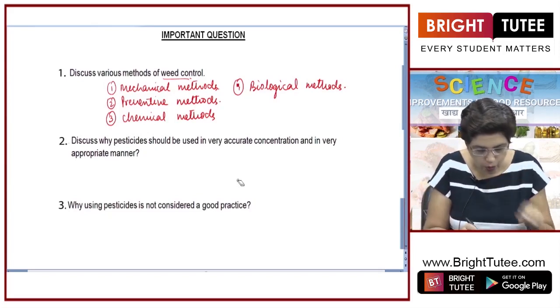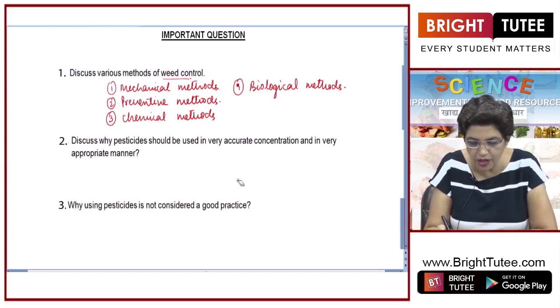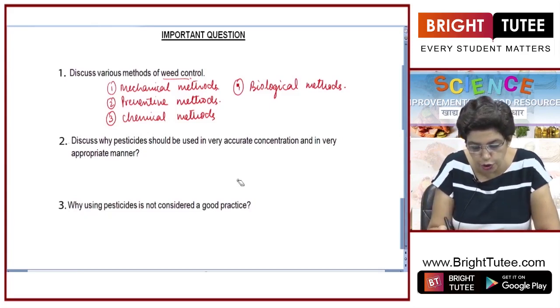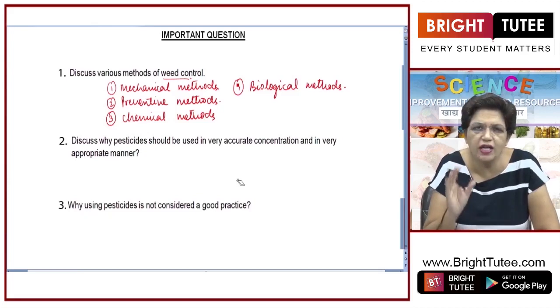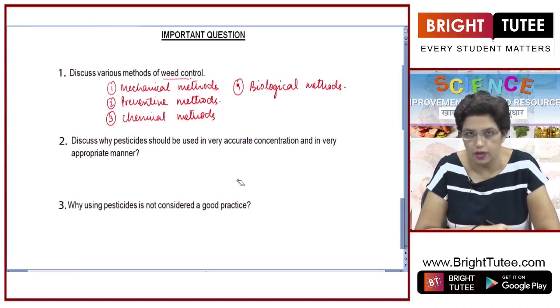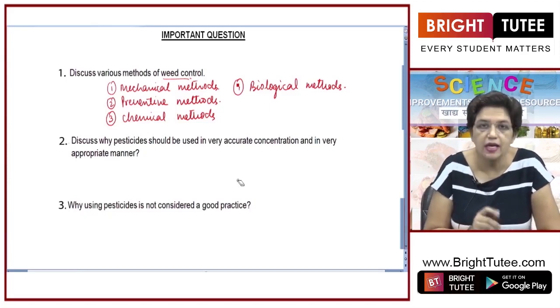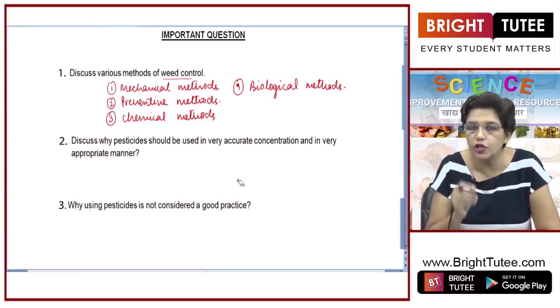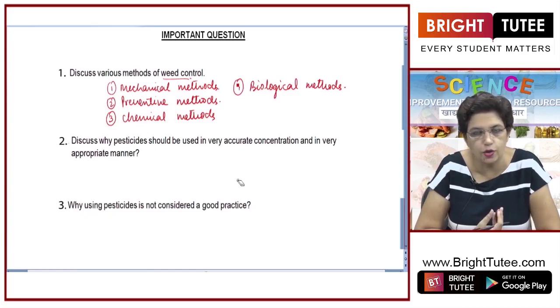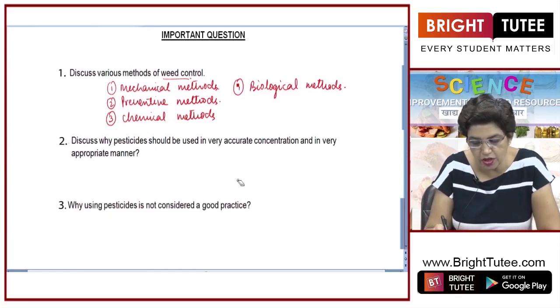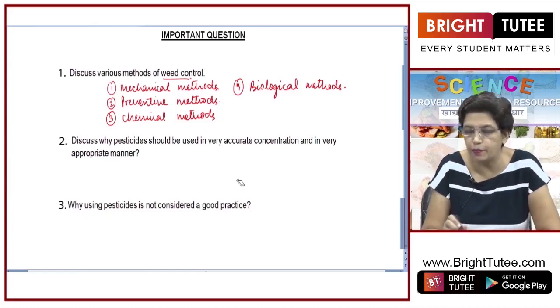Next question, why pesticides should be used in very accurate concentration and in very appropriate manner. Alright, why pesticides should be used? Because pesticides, what are these? These are chemical compounds which are used to kill the insects or pests. Alright, they should be used in very accurate concentration in very appropriate manner.